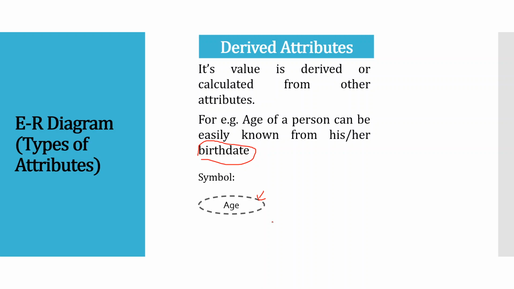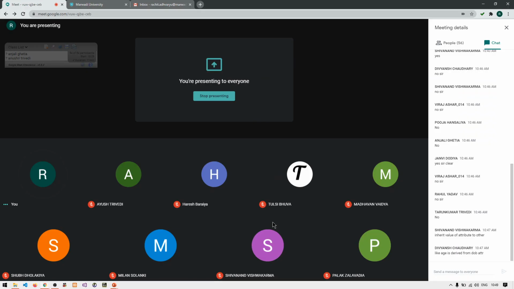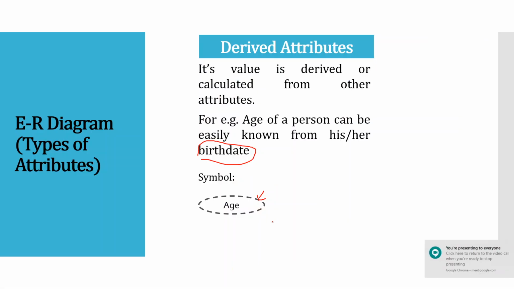We are actually calculating the value of that particular attribute from some other attribute. Clear with this? Or any doubts?